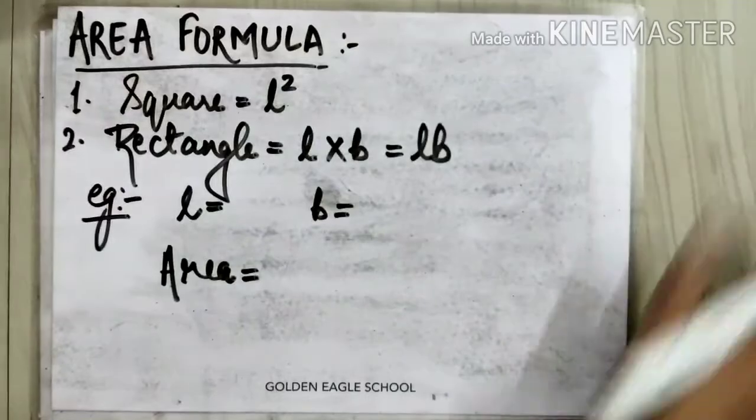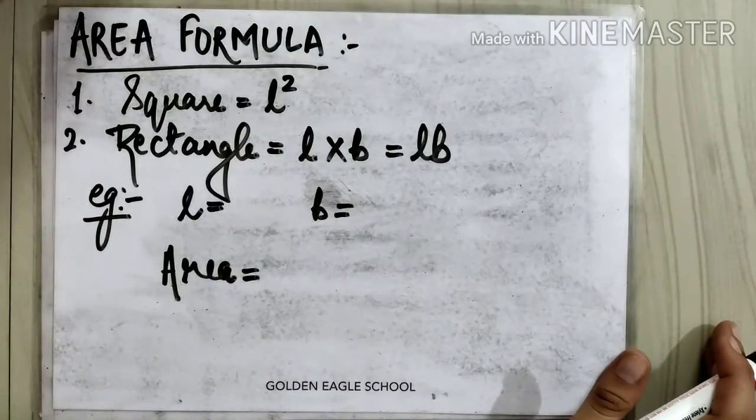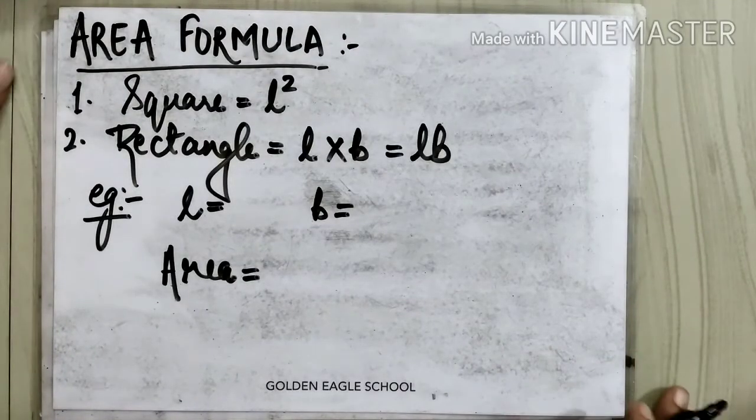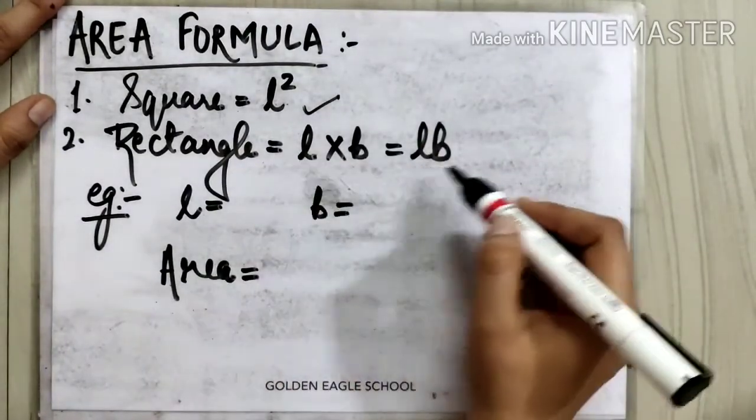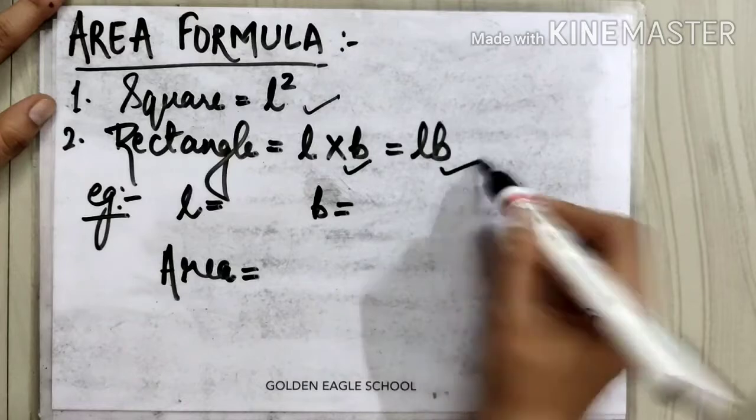Now moving to the next topic, we have done perimeter. Now we will see the area formula. For area formulas, we know that the area of square is L square. Similarly, rectangle is L into B, that is LB.